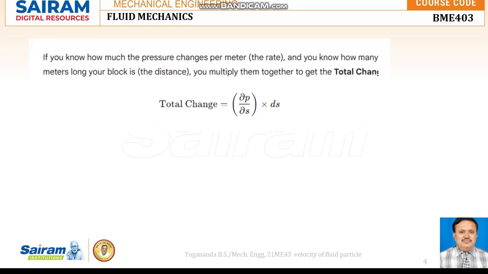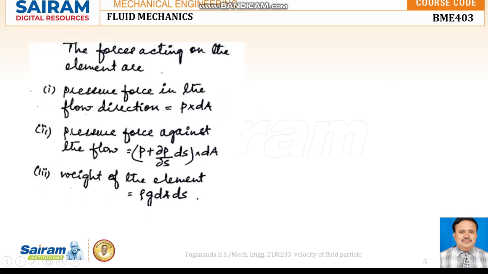If we know how much the pressure changes per 1 meter length, that is the rate at which the pressure is changed, and we know how many meters long the fluid element is, the distance traveled, then the total change is dou P by dou S of ds. So the pressure at the exit is the actual pressure P plus the change in pressure, dou P by dou S of ds. So we have three forces acting on the fluid element.